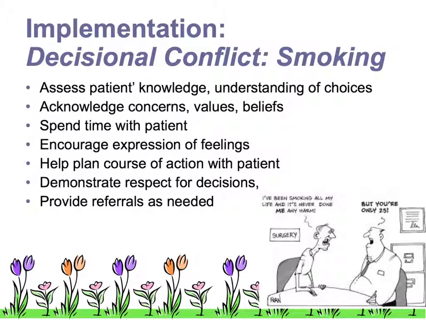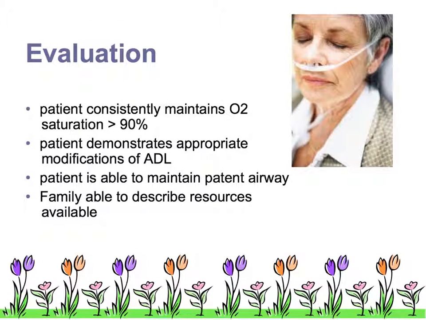Next, we move on to the evaluation, and that's the last phase of the nursing process. So, has our treatment been successful? Is the patient ready to be discharged? Is the patient consistently maintaining a saturation of greater than whatever your goal was? And is that on oxygen? And if so, then do we need to get them home O2? Patient demonstrates appropriate modifications of ADLs as required based on the ability of the patient to meet their daily activity goals and what they need to be able to do.